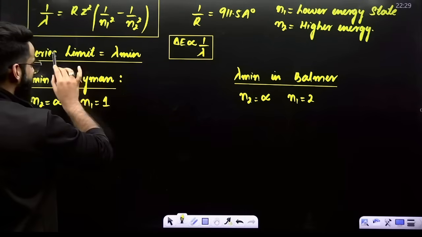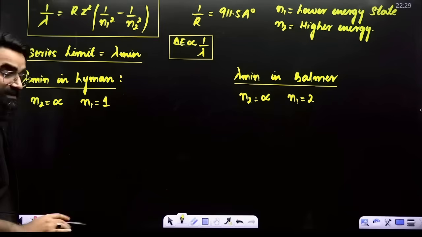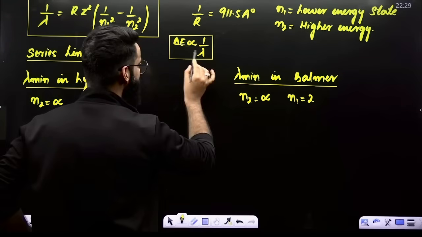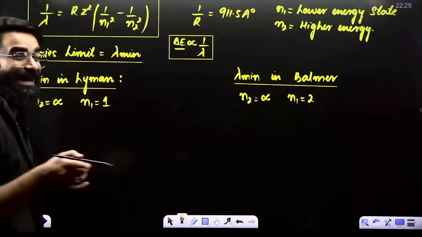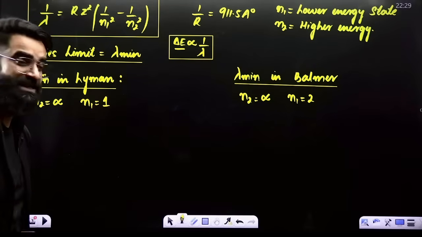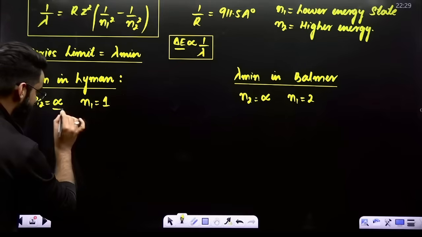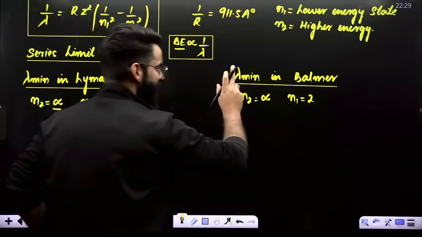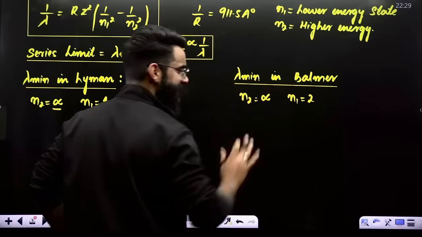If they ask you, calculate the series limit in case of Lyman series. Series limit means minimum wavelength. When can wavelength be minimum? When energy gap is maximum. In Lyman series, when is the energy gap maximum? When the electron makes a transition from infinity to 1. Perfect? Right? Similarly, lambda minimum, or you can say series limit in case of Balmer series.